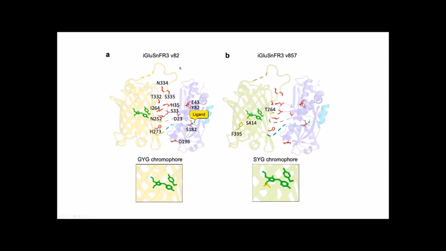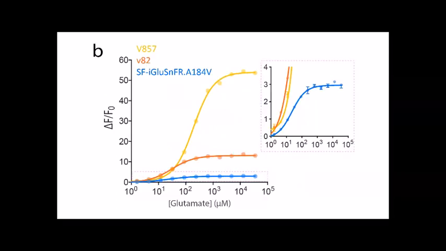So V82 has 12 mutations, and then V857 has an additional 3. Or rather, actually, V82 has 13 mutations, and one of them is slightly changed, and 2 others are new in V857. Okay, so we think that the reason why this interface is being mutated is it's actually helping these two domains sort of pack together in a more structured and natural-like way.